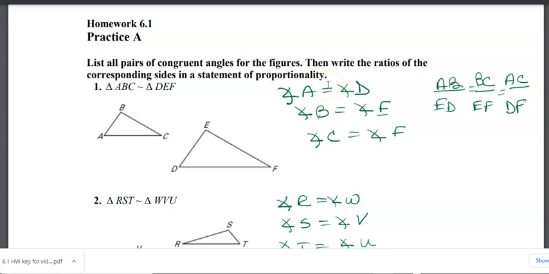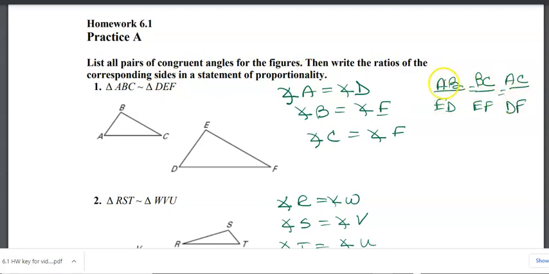Okay, next thing. In order for two shapes to be similar, their sides are not going to be equal, but their sides are going to have the same proportion. That means fractions. So look at your statement. AB are the first two letters. DE are the first two letters in the second shape. So AB over DE, that proportion is going to equal BC, which is the second two, over EF, which is the second two, and then AC, which is first and last, over DF, which is first and last.